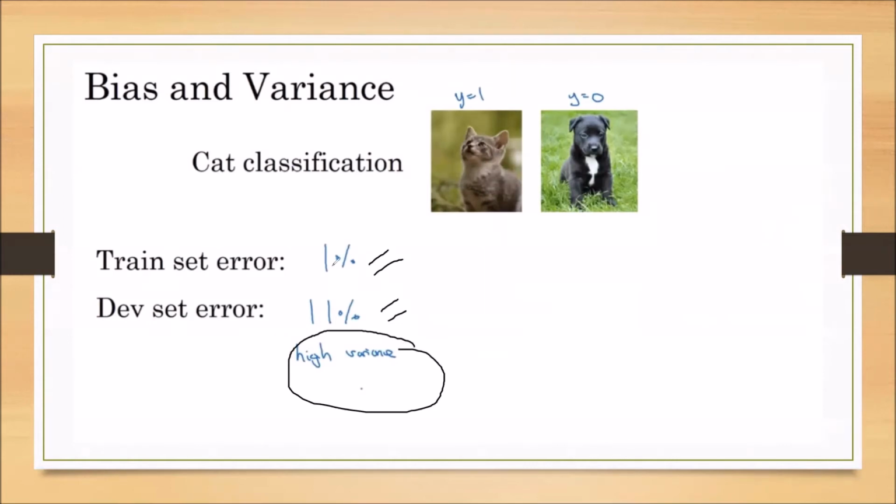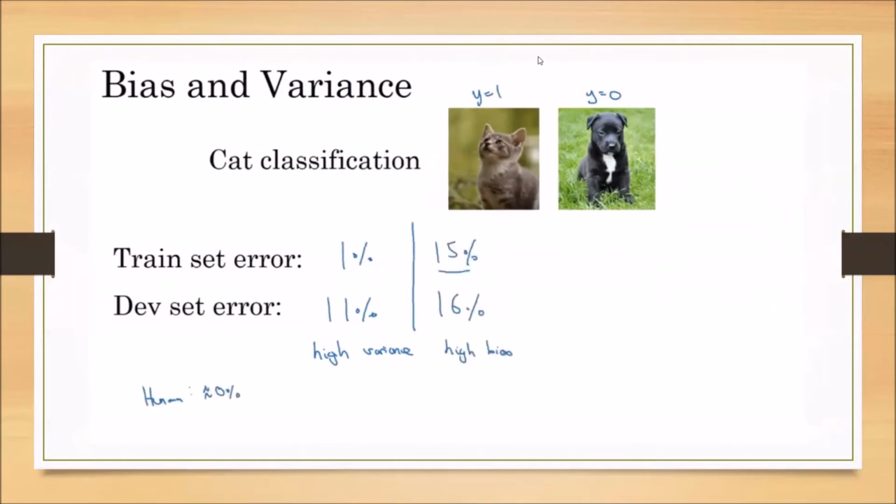Why high variance? Because the classifier or the neural network you have designed is fitting the training set, but it is not fitting our cross validation set. That's why it has high variance. In the second example, in the training set itself, we have a huge amount of error, 15% here, and in the development set only 1% error, so total error 16%. Now we are saying this is a high bias problem.